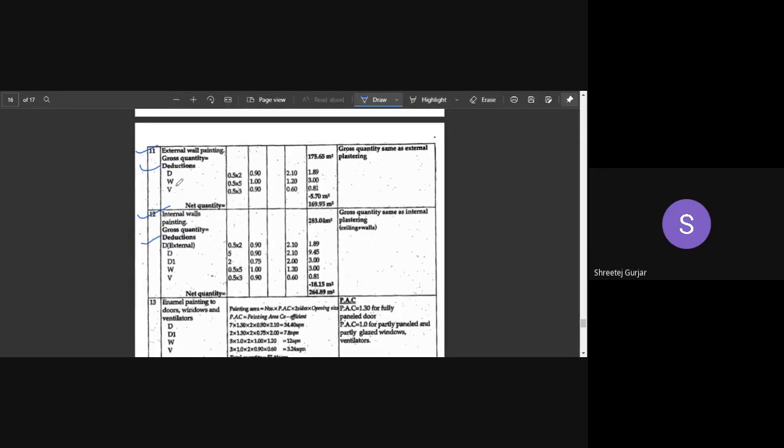So we are done with plastering and done with painting. After that, we have to look into enamel painting specifically for doors, windows, and ventilators, so we calculate that quantity. Then we calculate the mosaic tile flooring quantities. This part is easy.